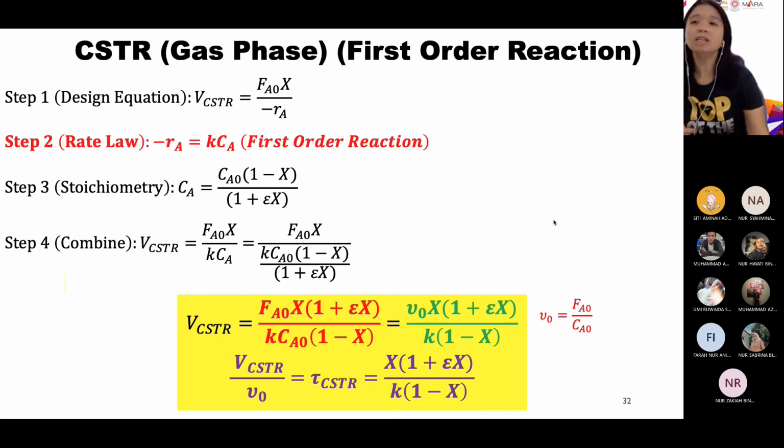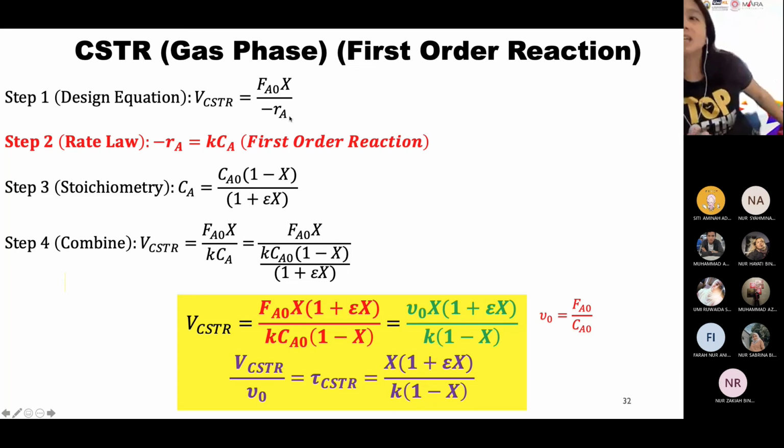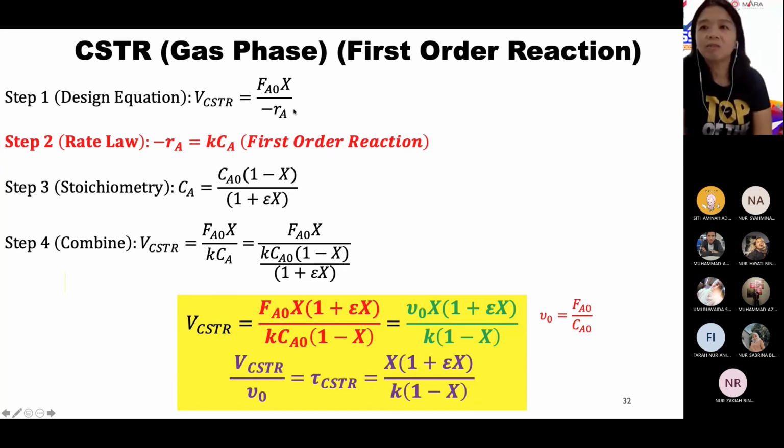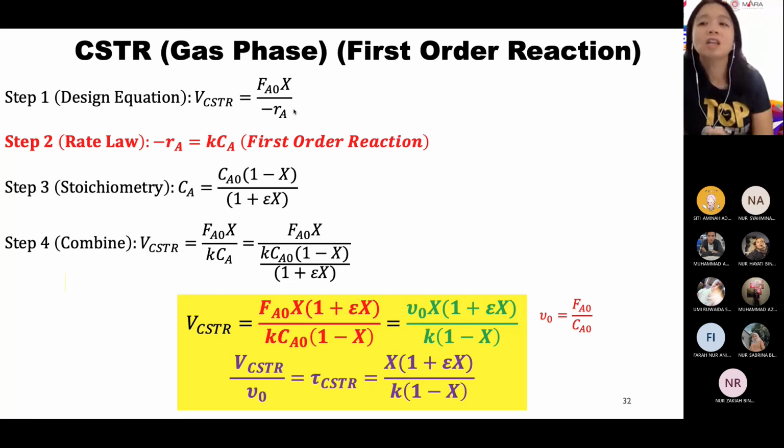The design equation for CSTR, you already know this. If it is a single CSTR, you have to remember this is only applicable for a single CSTR: V = FA0 X / (-rA). Deriving for CSTR is much easier, because for batch and PFR, it involves a lot of integration, so it's a little bit difficult, I can imagine. But CSTR is quite straightforward, right?